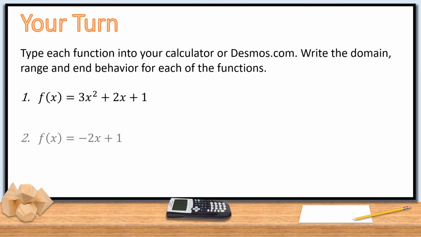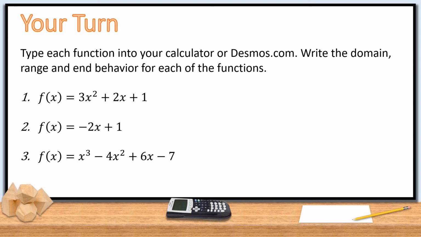All right, I want you to take a turn at each of these. You can use a graphing calculator, or you can use Desmos.com, type them in, and then I want to know the domain, range, and end behavior for each of them. So in the first one, if you look at the graph of it, you're going to notice that it is a U-shaped parabola, and the vertex has a height of 1. So our domain is negative infinity, positive infinity. Our range is 1, sorry, that should be a square bracket, 1 to positive infinity.